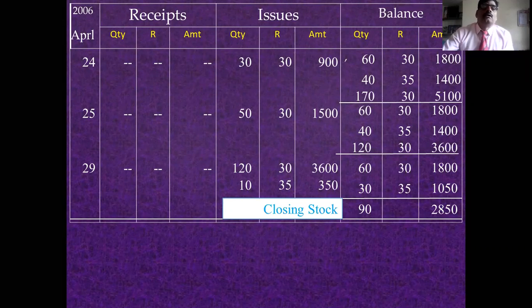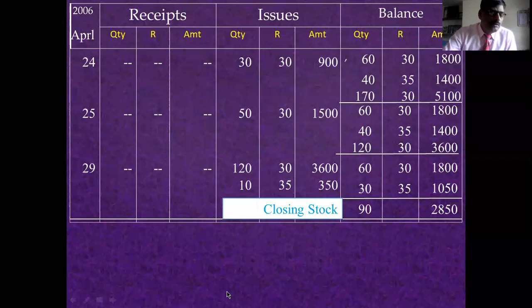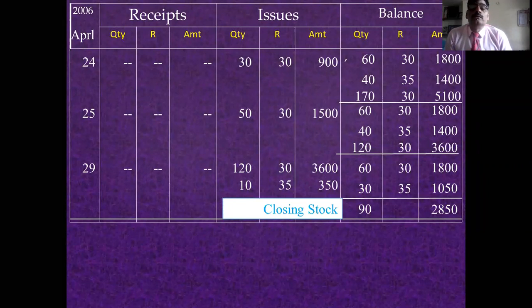Clear? Receipt, issue, balance. This is the first one. Next, I will take one more problem. You remember this? Sir, yes. Once again, can you explain? Which one?